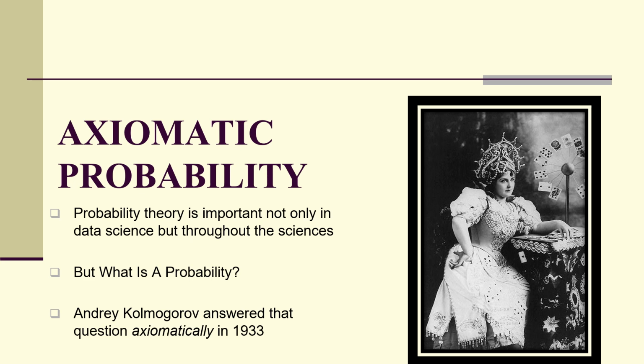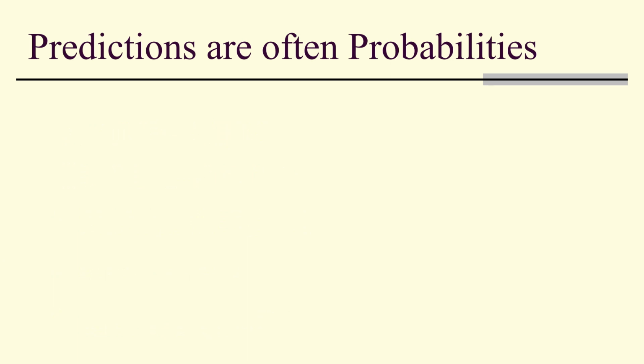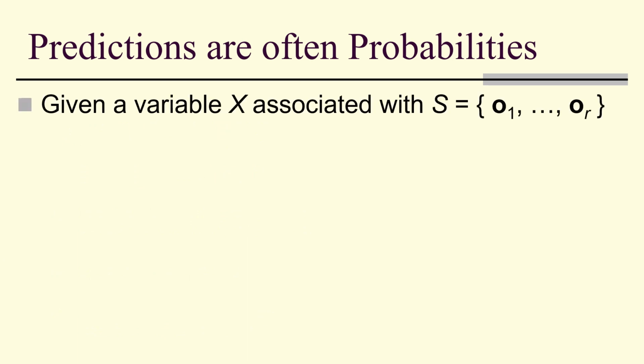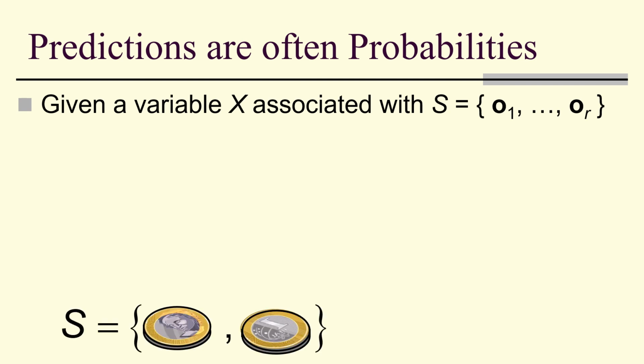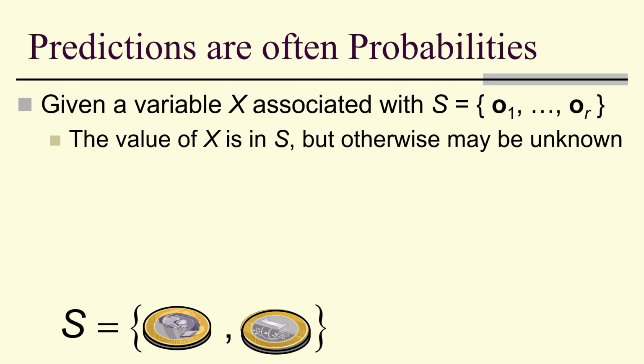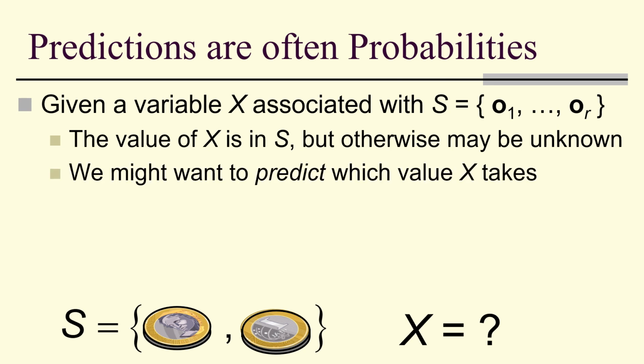We're going to start with axiomatic probability, probability from the axioms. So predictions are often probabilities. What I mean by that is, suppose we have a variable x associated with a set S of objects or outcomes. For example, S could be the heads, tails outcomes of a coin toss. The value of x is in S, but otherwise it may be unknown. We might want to predict which value x has.